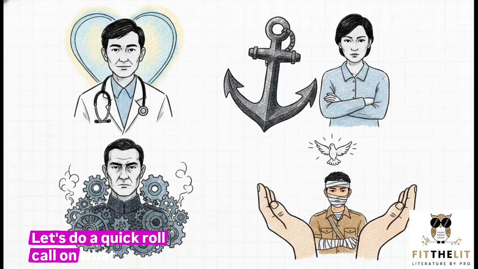Let's do a quick roll call on what these characters actually stand for, because it's vital for understanding the deeper meaning here. Dr. Sadao represents the ultimate victory of human values, ethics, and compassion over political hatred. Hana is the absolute bedrock of the household. She symbolizes quiet strength, extreme loyalty, and practical courage when things get terrifying.